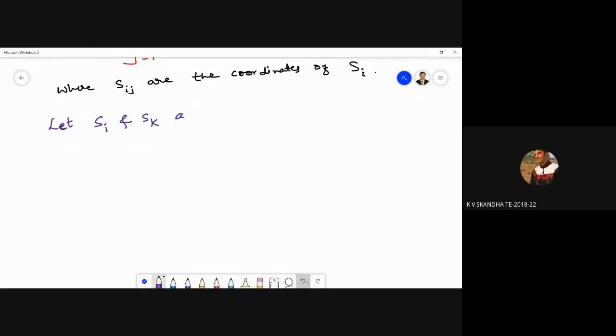Sir, we can take the dot product of, say, the length of the Si vector and the length of the Sk vector, into the cosine of the angle between them, and from that we can find the angle, sir. Very good, very good. Exactly what Skanda said is right.